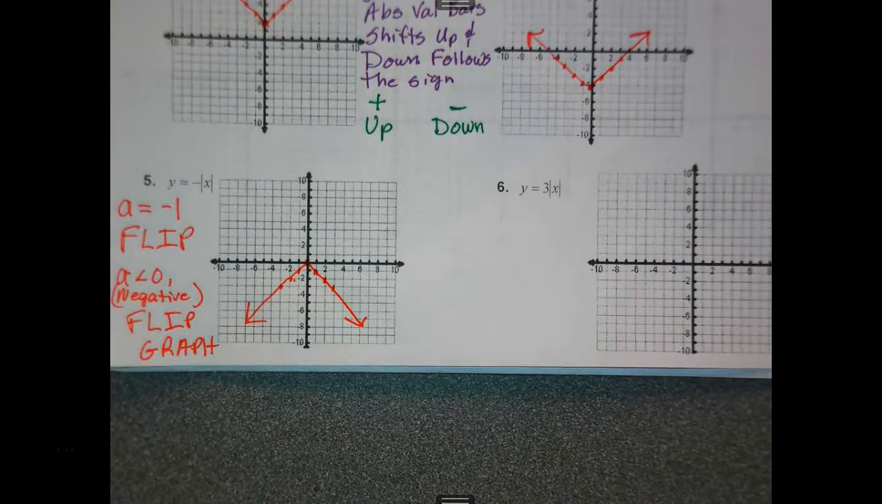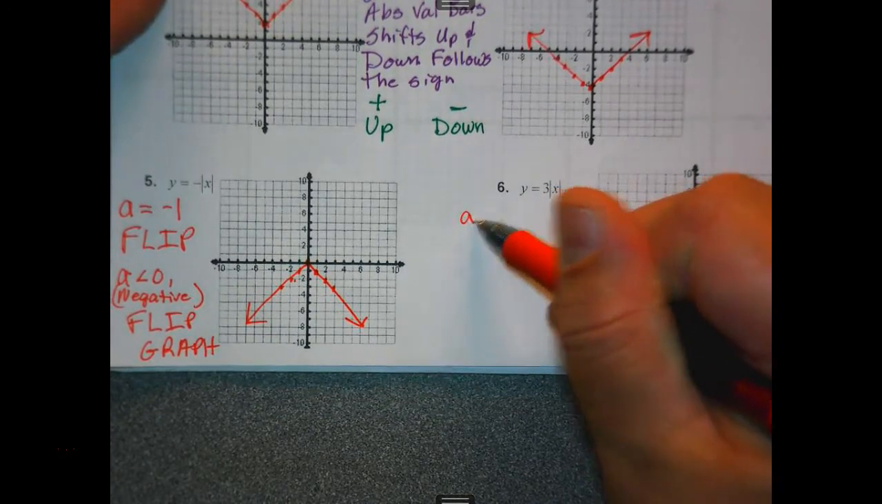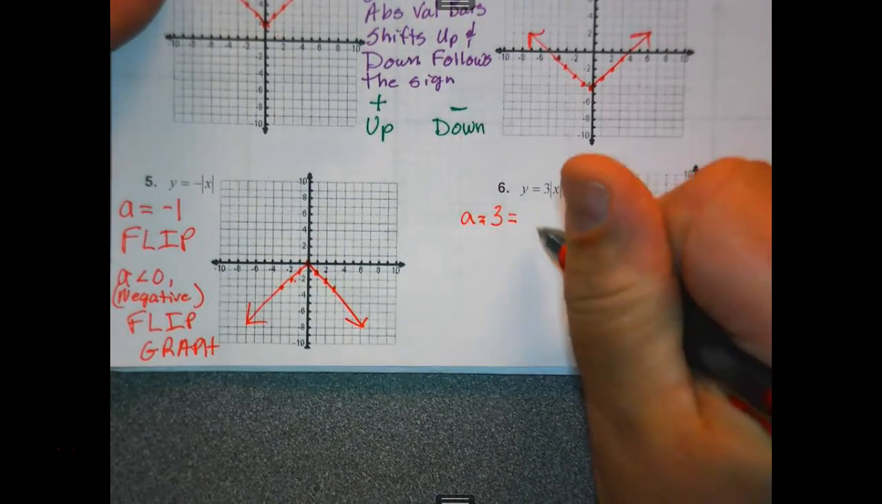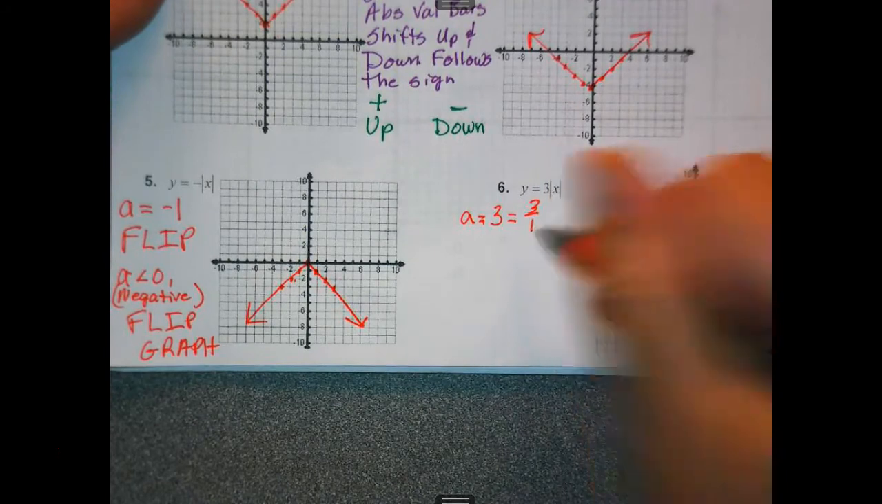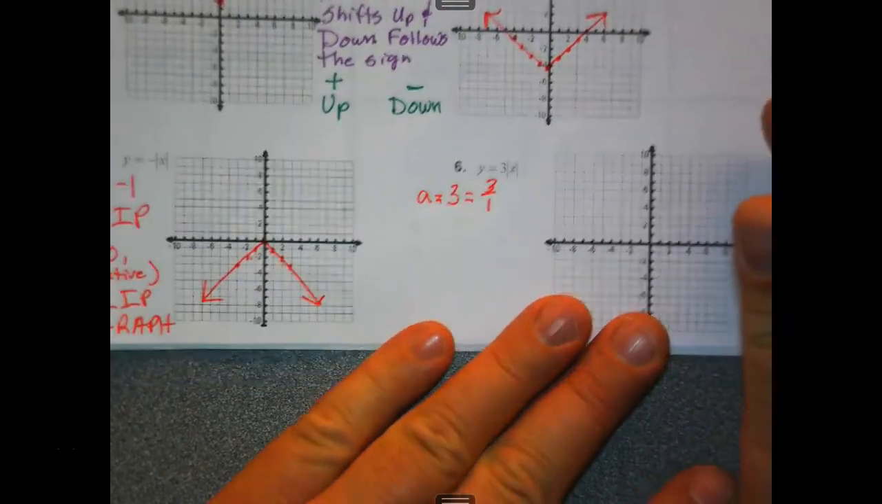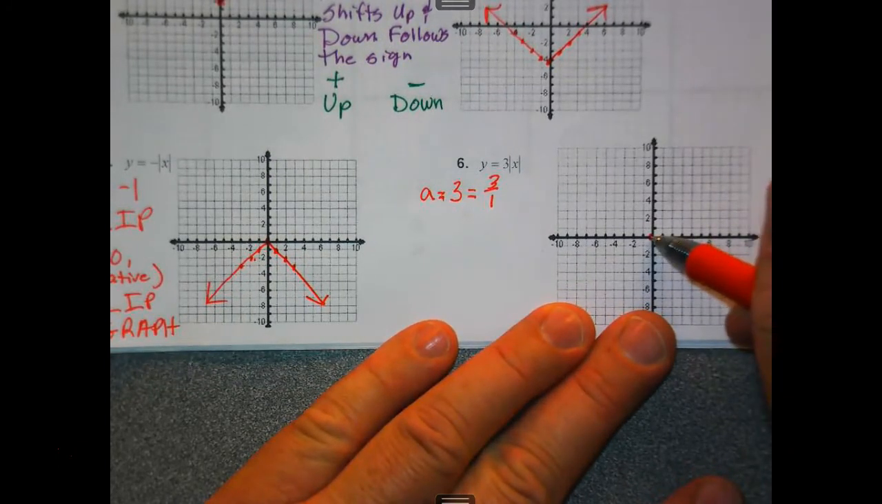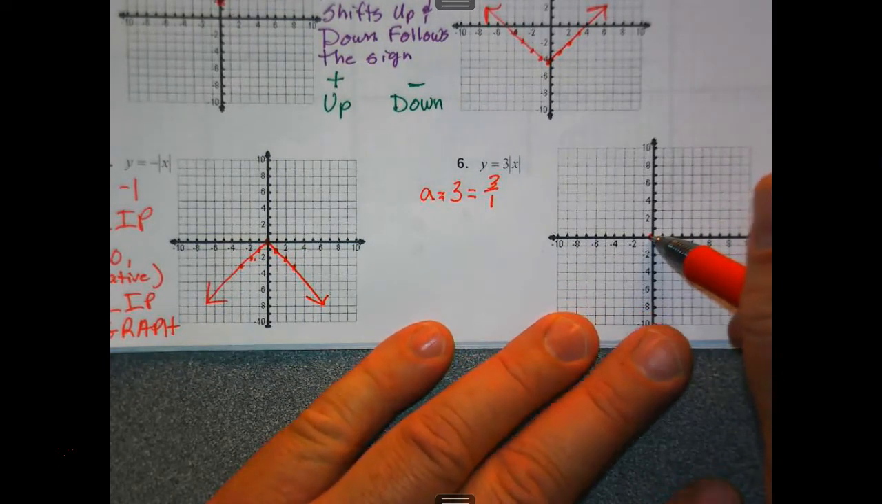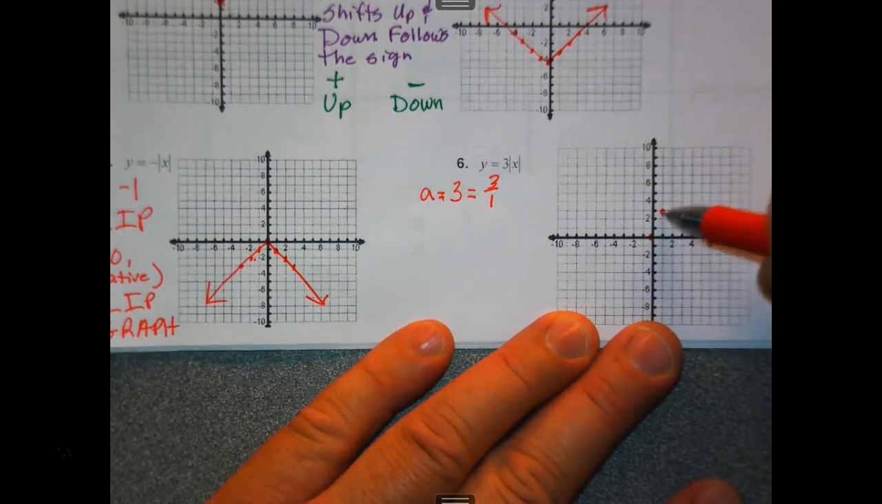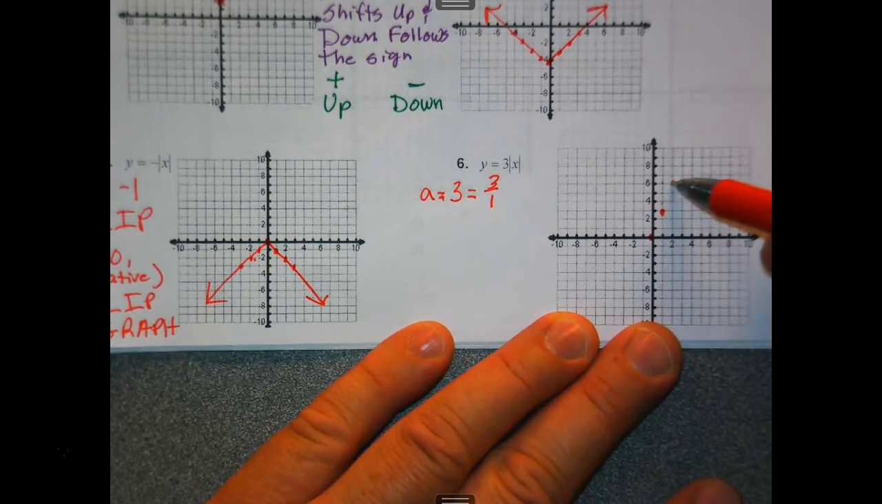Okay, what's going on with number 6? Yeah, my slope is now 3. If I write that in as a fraction, it's going to be 3 over 1. So I'm going to start at my vertex 0, 0. Instead of going up 1 over 1, I'm going to go up 3 over 1. Up 3 over 1. Up 3 over 1.